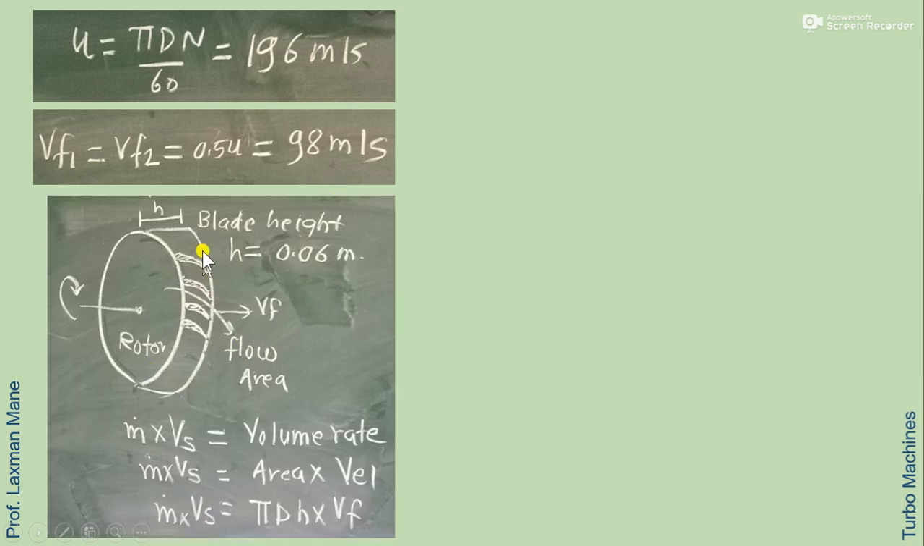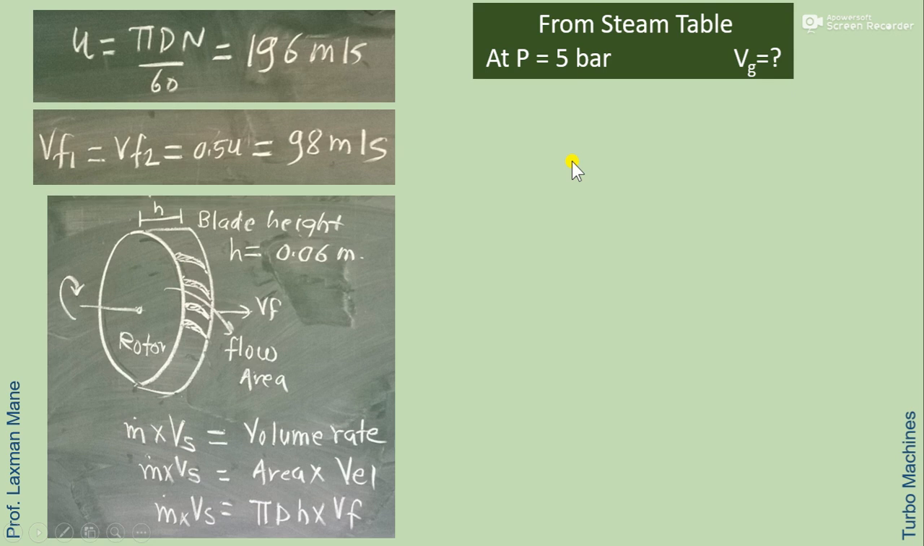After that, here is a concept we have already discussed in theory. This is a wheel of the turbine, these are the blades, and between these blades the steam is flowing with flow velocity Vf. So flow area is pi d h and velocity is Vf. Together that is what? Volume flow rate. This volume flow rate we can equate with the left side, mass flow rate into specific volume. Now to find specific volume we need the steam table. So from the steam table, here the pressure of steam is given as 5 bar.